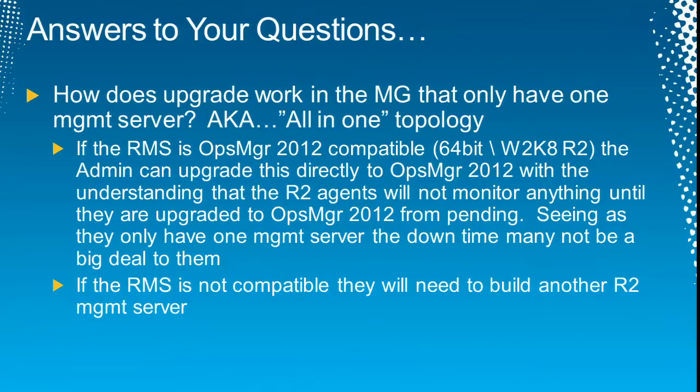If your all-in-one install meets the requirements, so it's Server 2008 R2 already, you could go ahead and run upgrade from here. The problem is going to be that your agents are still R2 at this point. And so if your agents are R2, when you upgrade that RMS fully up to OM12, the agents will stop reporting because they're not going to understand the management pack schema that's being sent down to them. But those agents will still show up in pending management where you can approve them, they'll get upgraded, and then they will light back up and work.